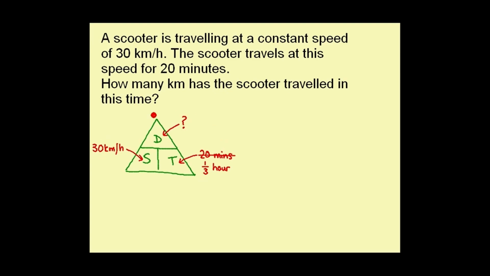Now I can do this. To calculate the distance, I need to do the speed multiplied by the time. So the distance is the speed, which is 30, multiplied by the time, which is 1/3. This gives me 10, and the units for this are going to be kilometres.